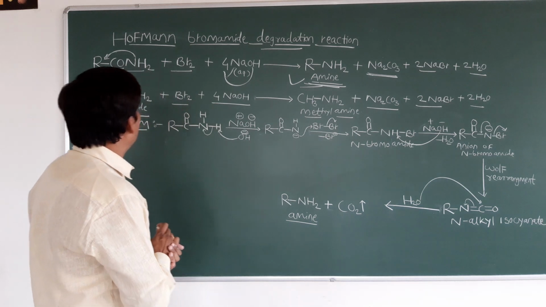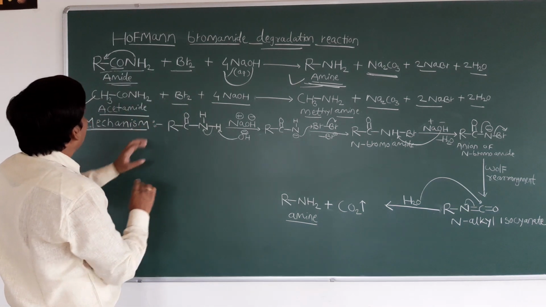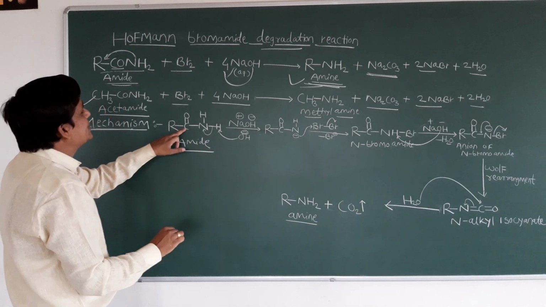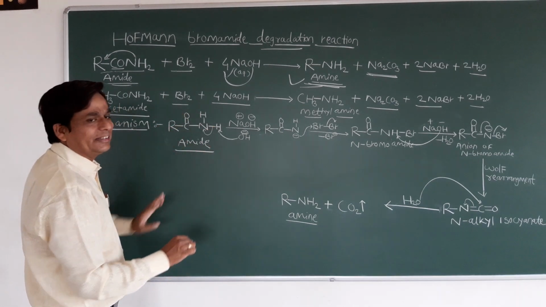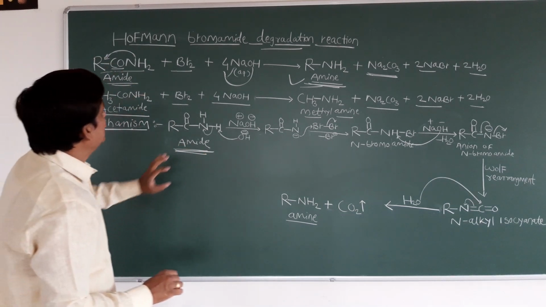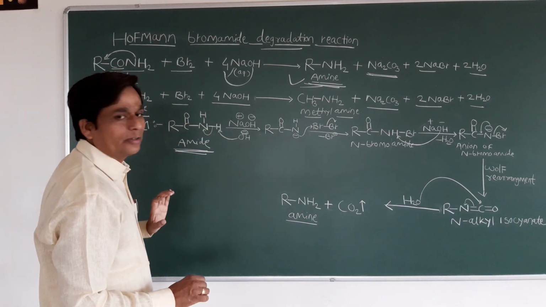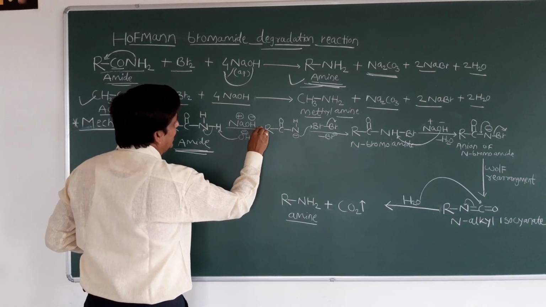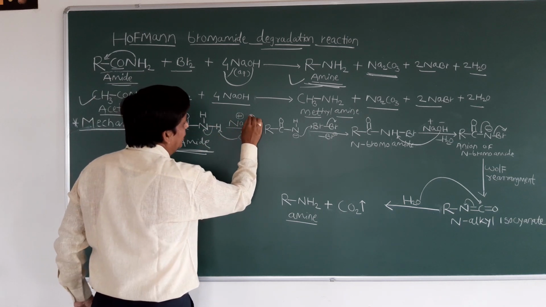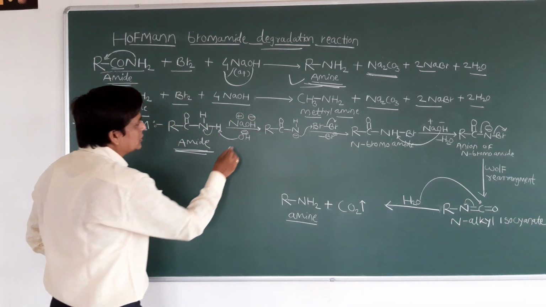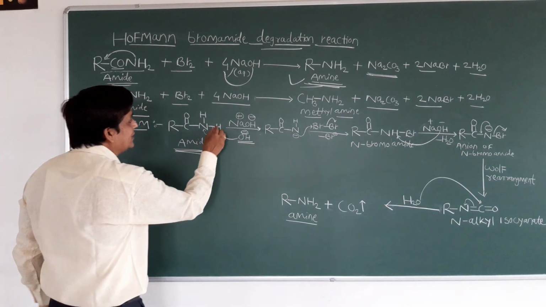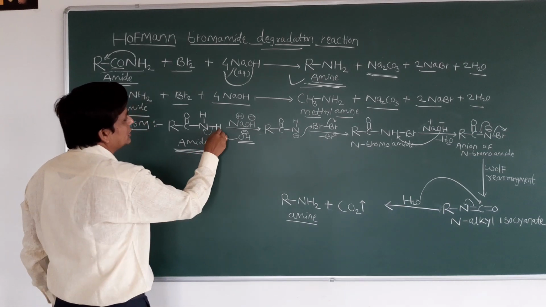In this mechanism, I have written the amide like this: RC double bond O and NH2. This is the amide. First, this amide reacts with NaOH. In NaOH, Na carries a plus charge and OH carries the minus charge. This base, OH minus, acts as a nucleophile, so it can abstract the acidic proton from this amide. This is the acidic proton.